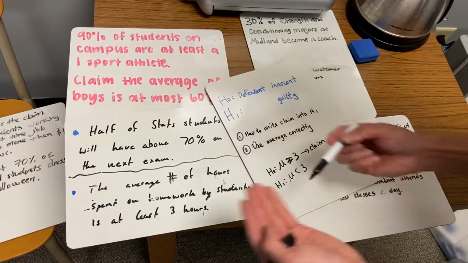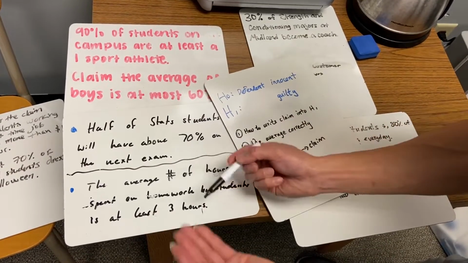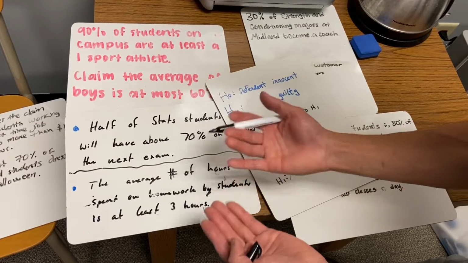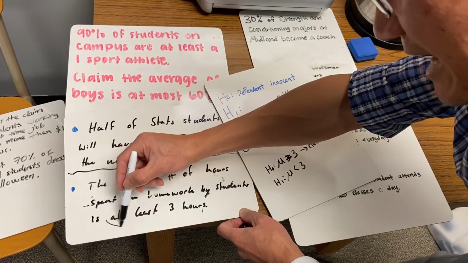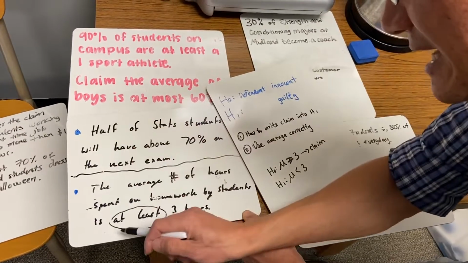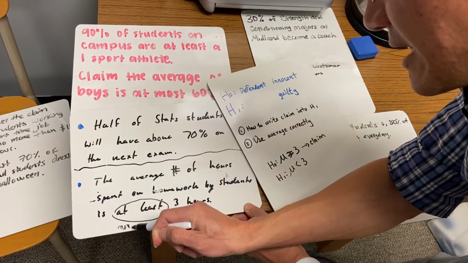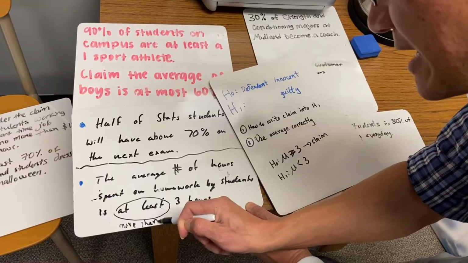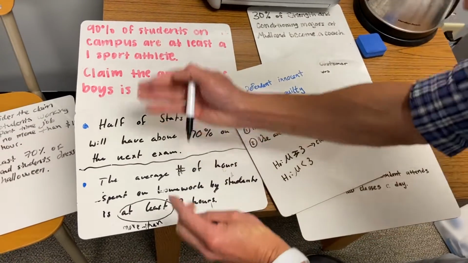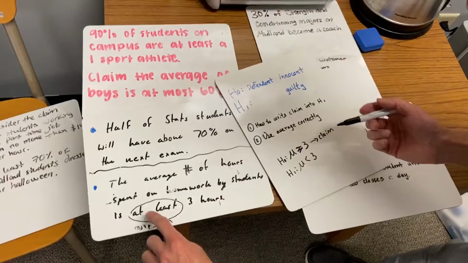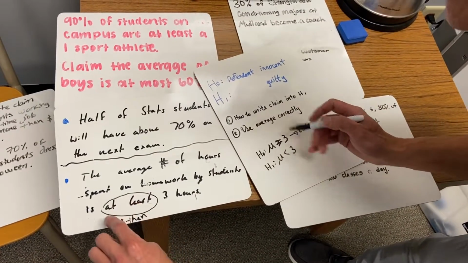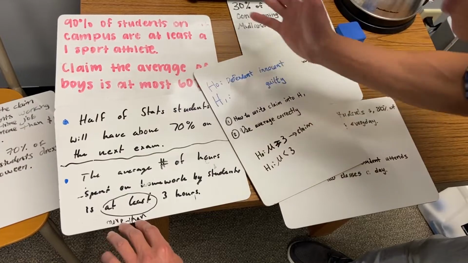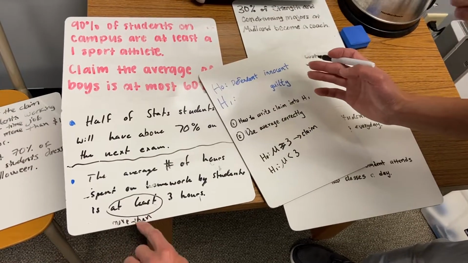So how do I rewrite this statement so that the H1 contains the claim? Here's what I would do. Instead of saying at least, let's say it's more than 3 hours, right? Because you're interested in the above 3, so you don't have to include the at least, which means the equal sign. You can focus more on the more than 3. I'll change that into more than.